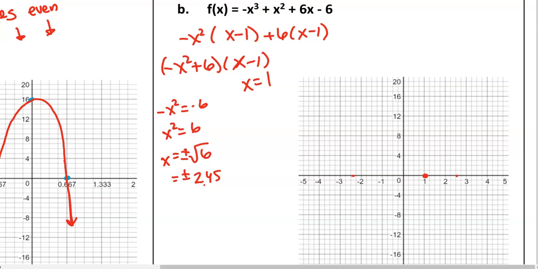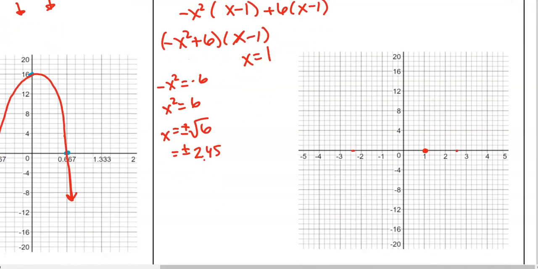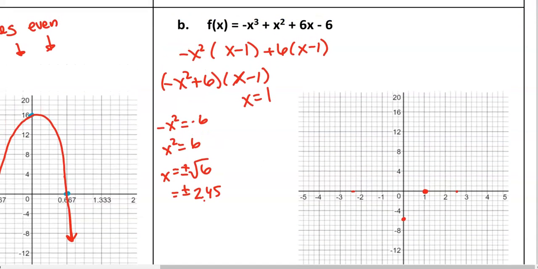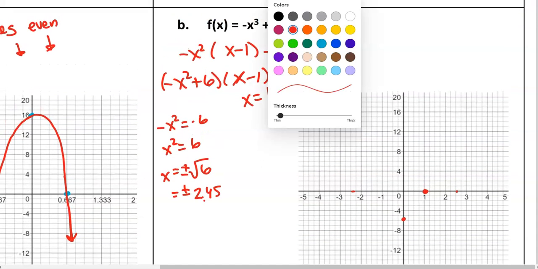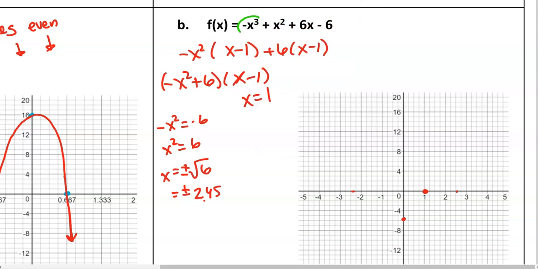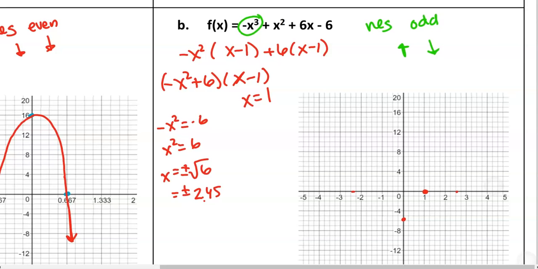What's our y-intercept? Negative 6. Good. Leading coefficient? It is negative x cubed. It is negative and odd. So we know we're going to finish in the negative direction, but my first one is opposite. So we're going to start up. We're going to go down. We're going to cut through our y-intercept, turn again, and go down. Something like that.